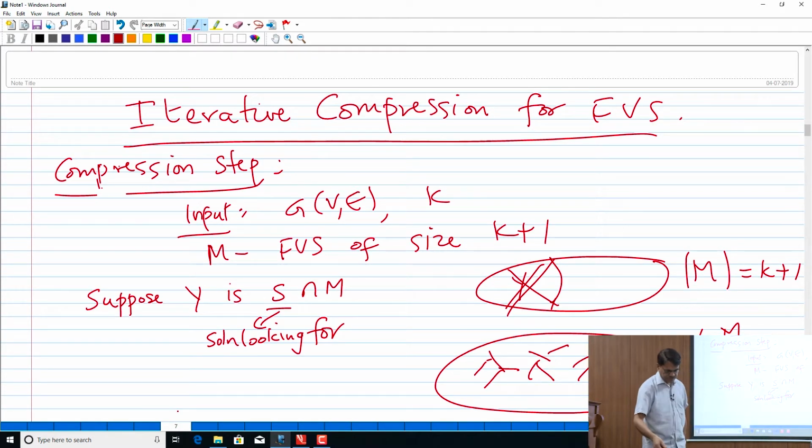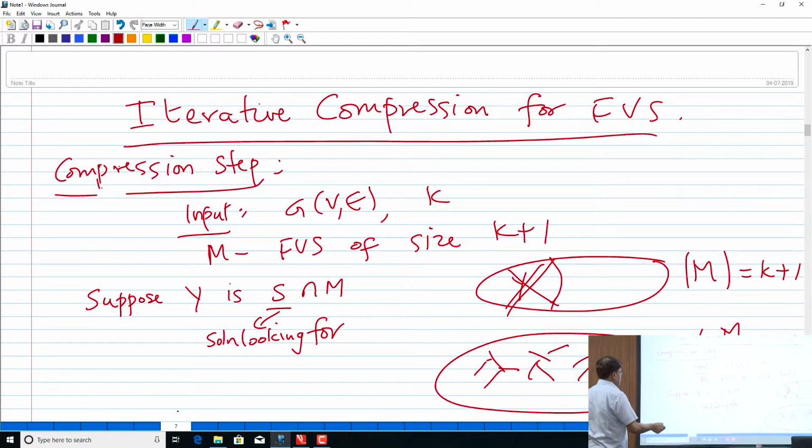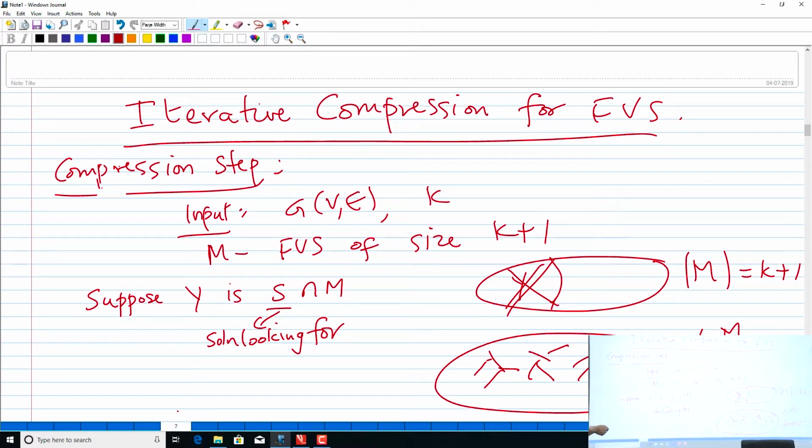So what did I do? Suppose y is... S is the solution I'm looking for, and suppose S intersection M is this y. That's an assumption I'm making, right? I'm going to try all possible y's, so that assumption will go away, which means the solution I am looking for is not intersecting here, because that's the assumption. That's all I'm saying. There's nothing much.